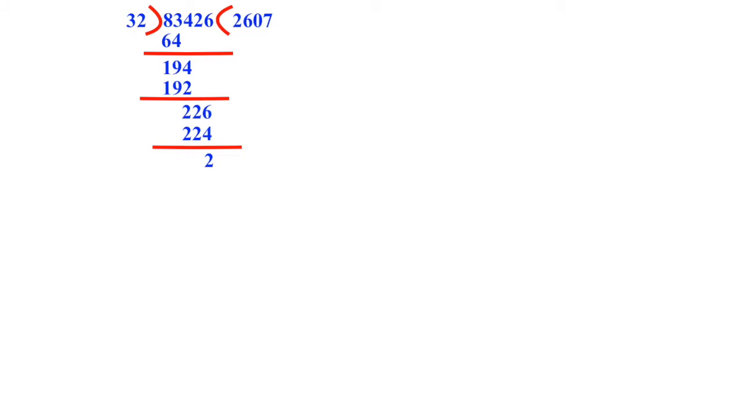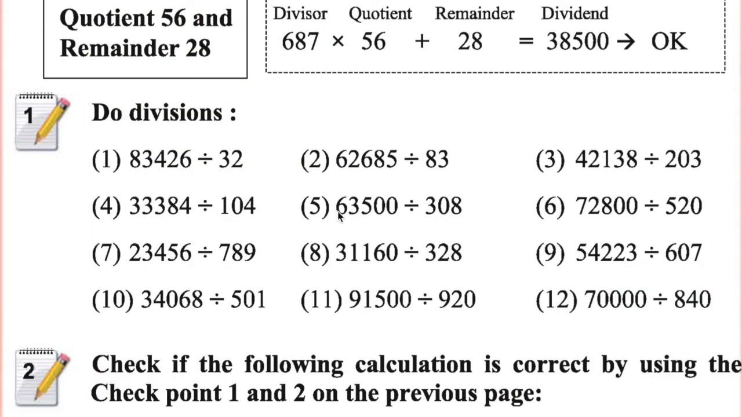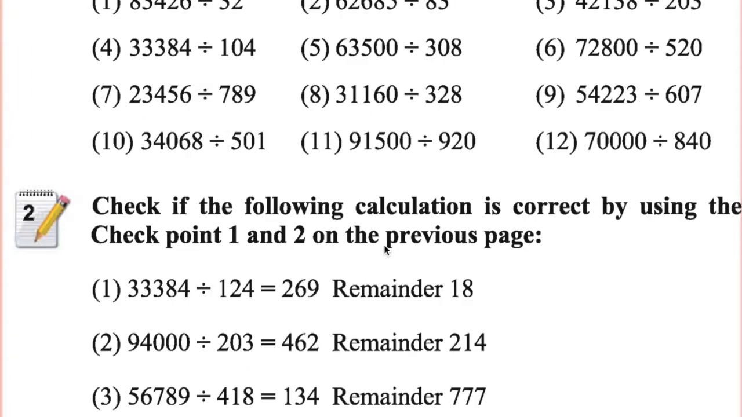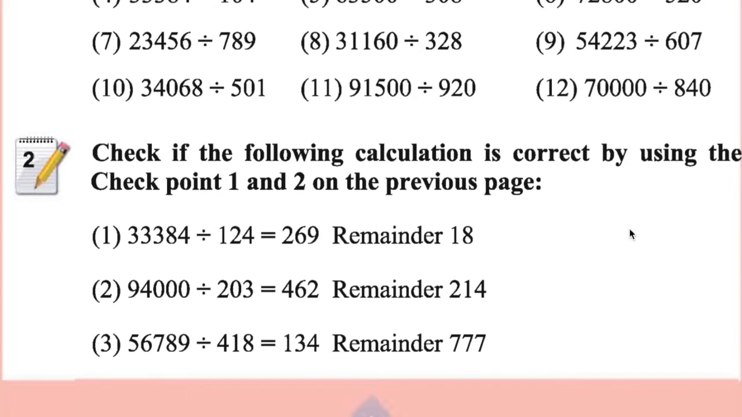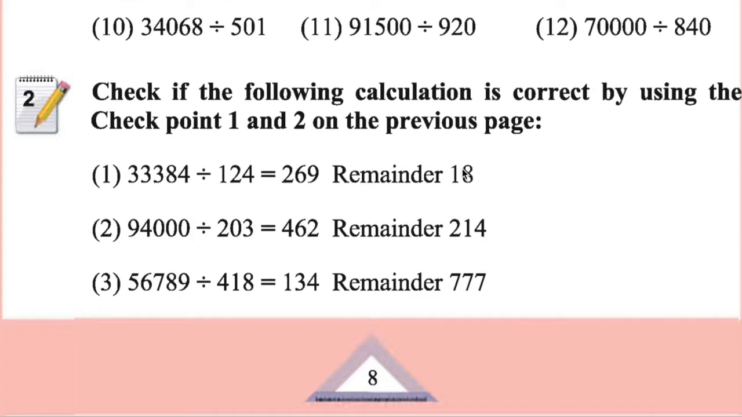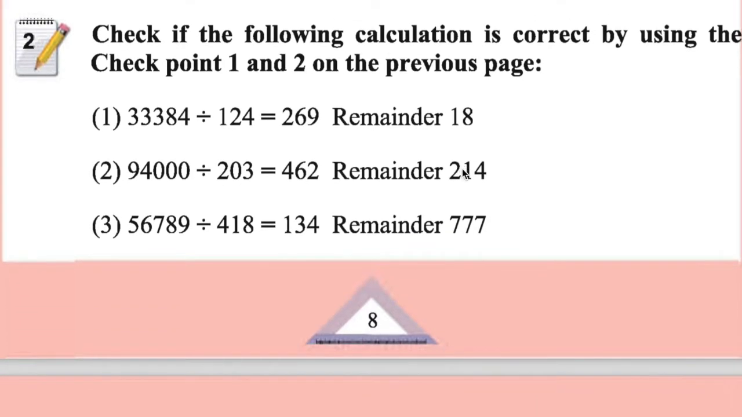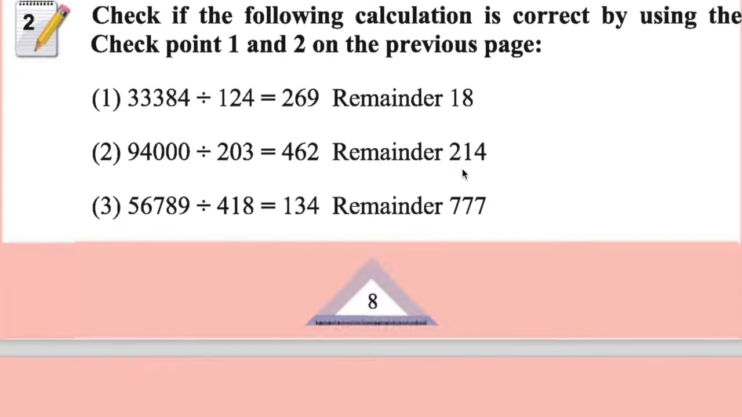What has been asked? Do the division, that's it. So you need to find the quotient and the remainder. We found it, right? Okay, you have to do all the remaining divisions. Check if the following calculations are correct by using checkpoint 1 and 2 of the previous pages.